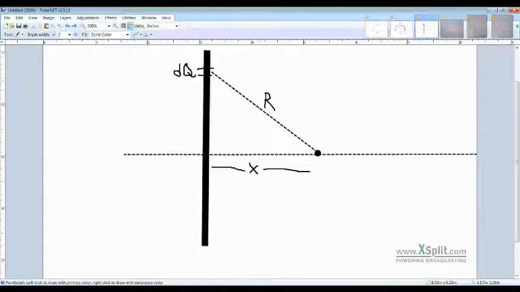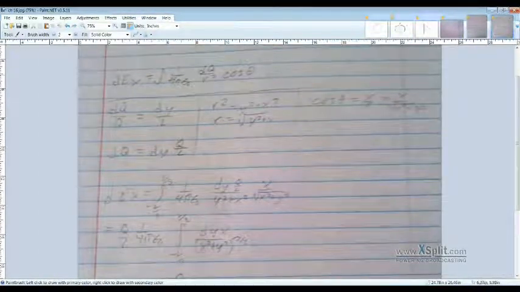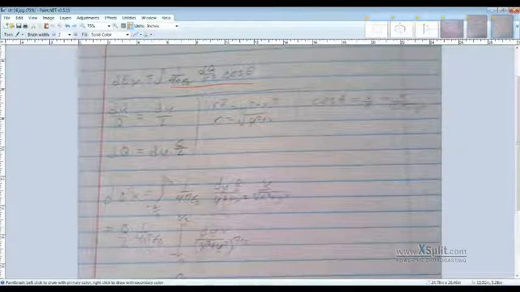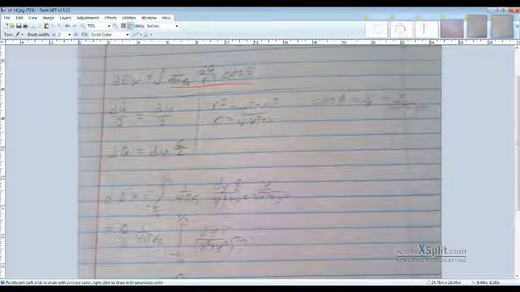So if we do that and apply it to the formula for electric field of a point charge, we'll get 1 over 4 pi epsilon naught dq, because that's the smaller charges, over r squared cosine of theta. The cosine of theta takes into account the angle that the little cross-sectional area is from our location that we want to find the electric field at.